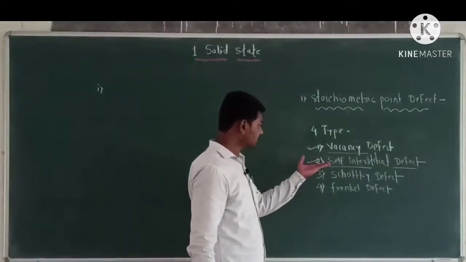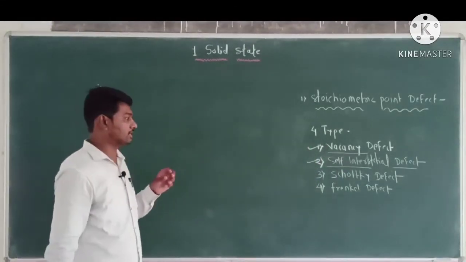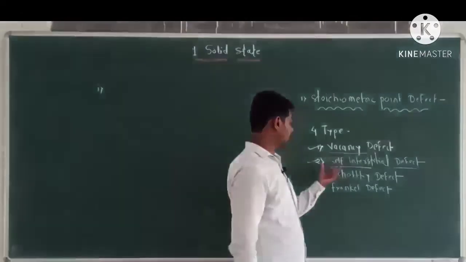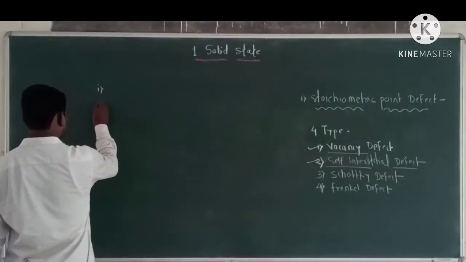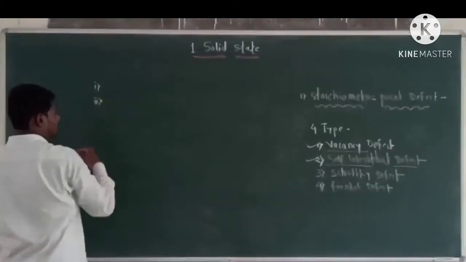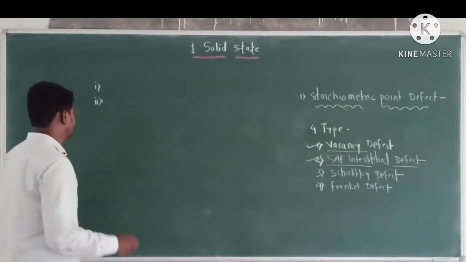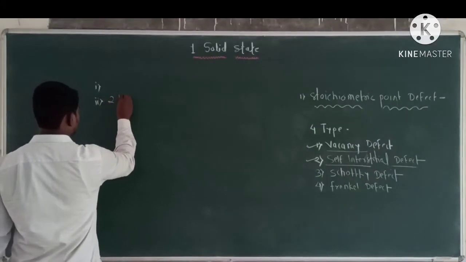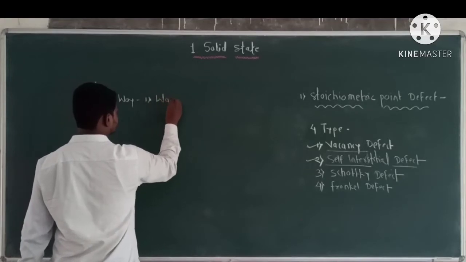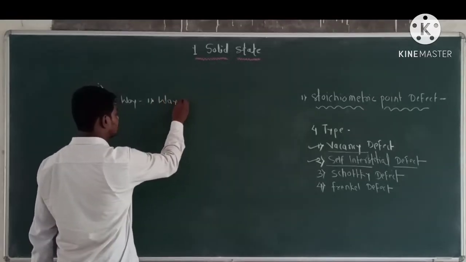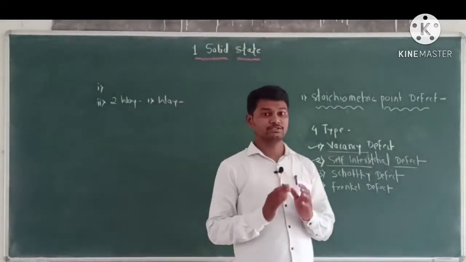In this defect, some constituent particles occupy the interstitial site of the crystal lattice, so it is called a self interstitial defect. Now, second point, this defect, that is self interstitial defect, occurs or is produced in two ways. First way, some extra constituent particles occupy the interstitial site.